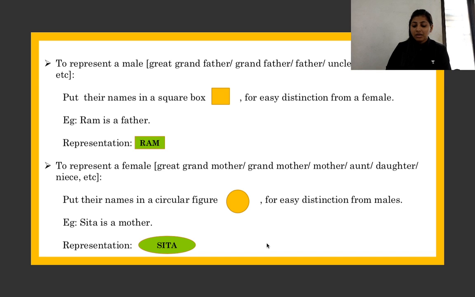So for a male, we are going to use a box. We are going to put their name in the box to represent that that person is a male, and the name of the female will be put into a circular figure to indicate that that person is a female. So for great grandfather, grandfather, father, uncle, son, nephew, etc., we are going to use the box. And for grandmother, great grandmother, mother, aunt, daughter, niece, sister, for all of these we are going to put a circular figure.